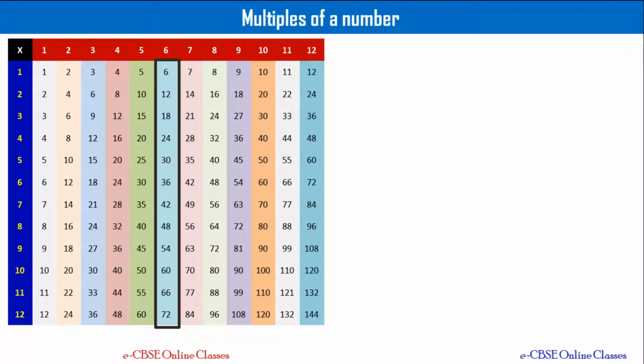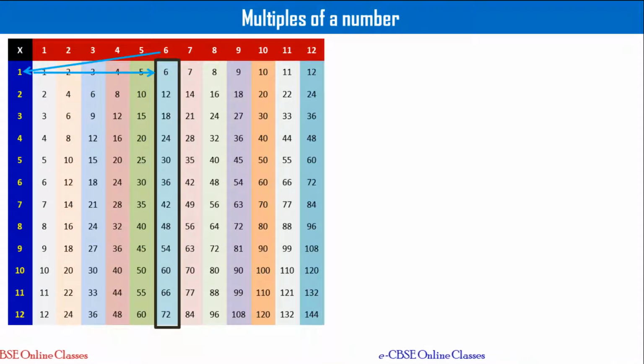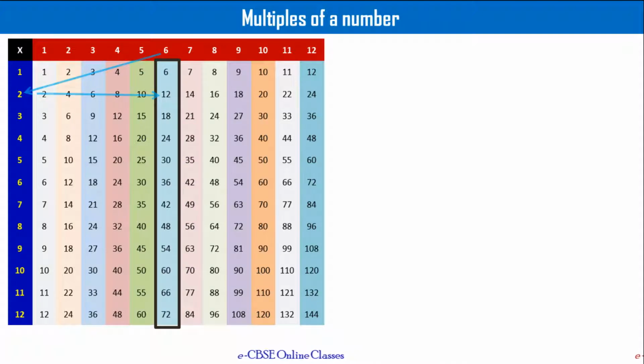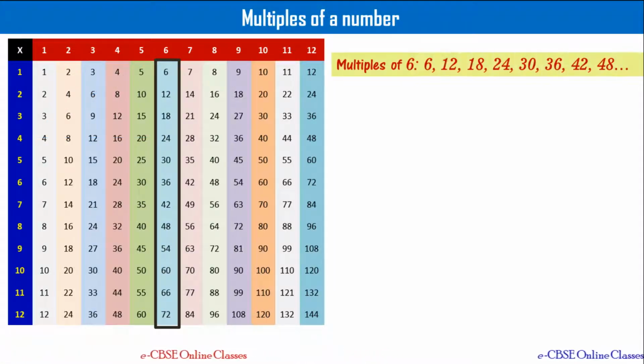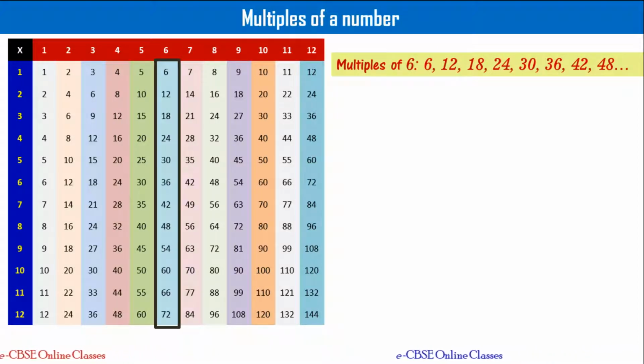Let's mark table number 6. That is read as 1 times 6 equal to 6, 2 times 6 equal to 12, 3 times 6 equal to 18, 4 times 6 equal to 24, and so on, right? As you see here, the sixth table contains multiples of 6. Let's write multiples of 6 as 6, 12, 18, 24, 30, 36, and so on, right?